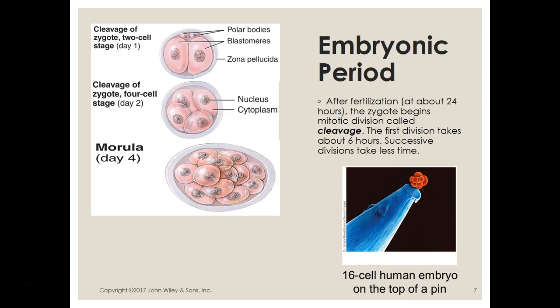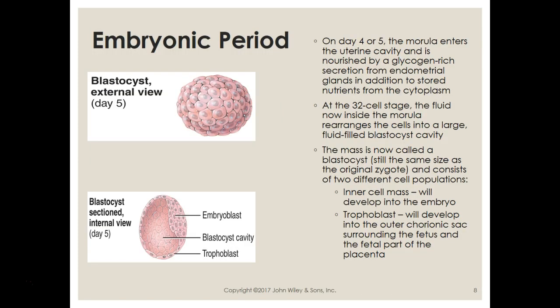Successive cleavages eventually produce a solid ball of cells that we call a morula. Morula means mulberry, and that's sort of what it looks like, just a ball of cells. The morula is still surrounded by the zona pellucida and is about the same size as the original zygote. By the end of the 4th day, the number of cells in the morula increases as it continues to move through the uterine tube toward the uterine cavity. Remember, fertilization takes place in the uterine or fallopian tube.